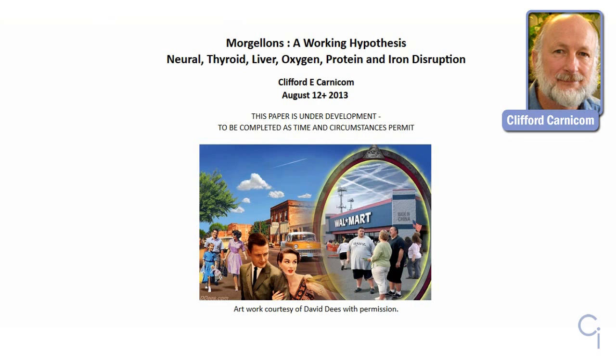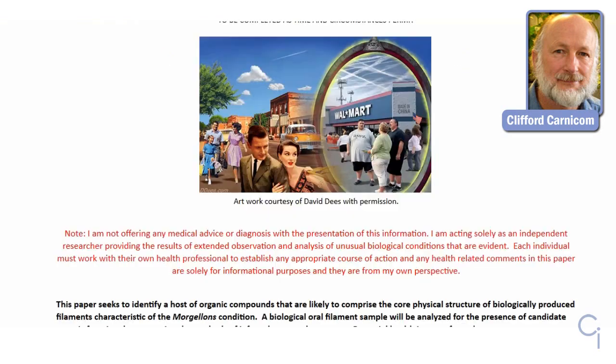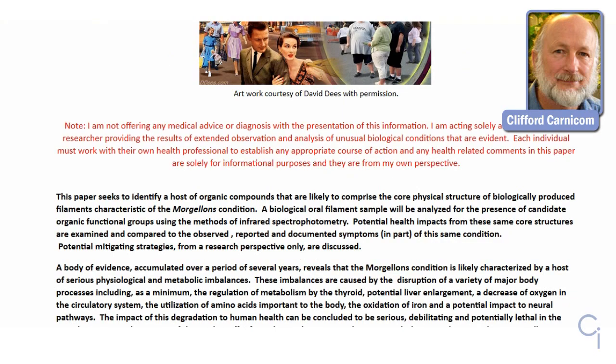Tonight we're going to have the second part of what is intended to be a 3-part series covering in a media format a paper that is in development. The paper is fairly far along at this point, but it remains in progress. This paper is entitled Morgellons, a Working Hypothesis, with a subtitle of Neurothyroid Liver Oxygen Protein and Iron Disruption.